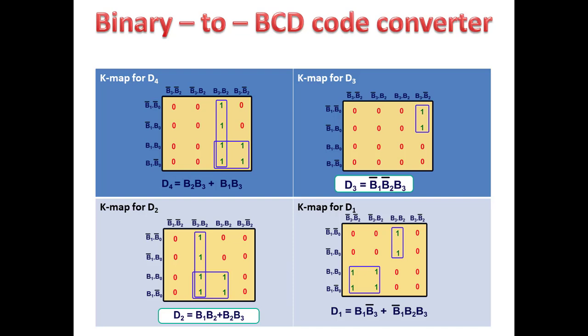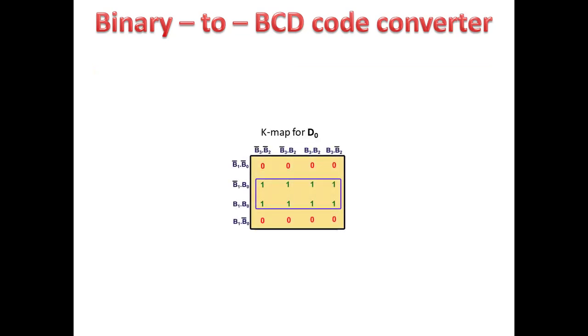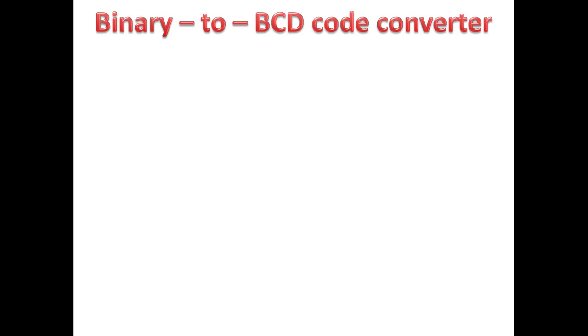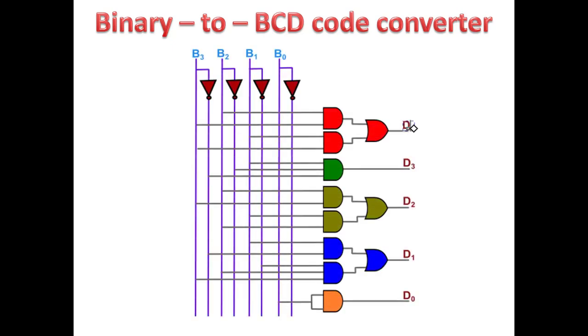And finally for D0, this is the K map, and what we get is an octet, and this is the equation: D0 equals B0. And this is the final circuit logic diagram. So here we have the logic diagram. The outputs are D4, D3, D2, D1, D0. So there are 5 outputs actually. Now let us implement it using the simulator.